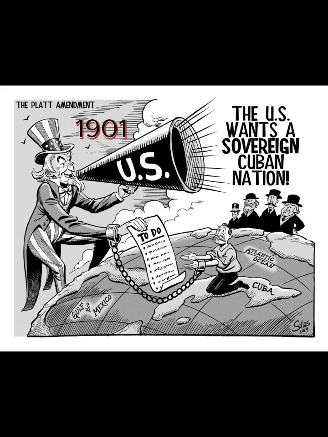In 1901, the United States made Cuba sign the Platt Amendment. But what is the Platt Amendment? The Platt Amendment was a clause imposed by the United States in the Cuban Constitution as a condition to withdraw military forces from Cuba, giving the United States the right to intervene in Cuba's internal affairs when considered necessary.